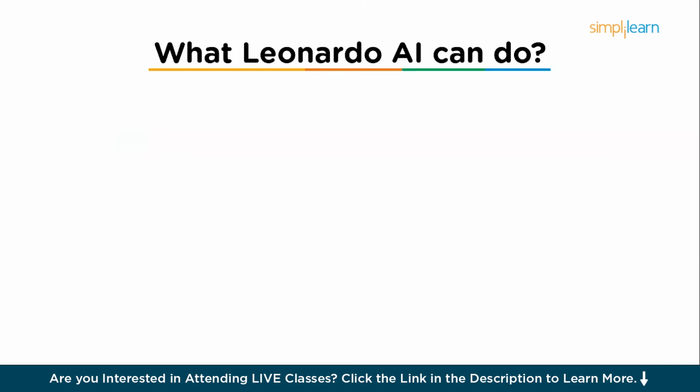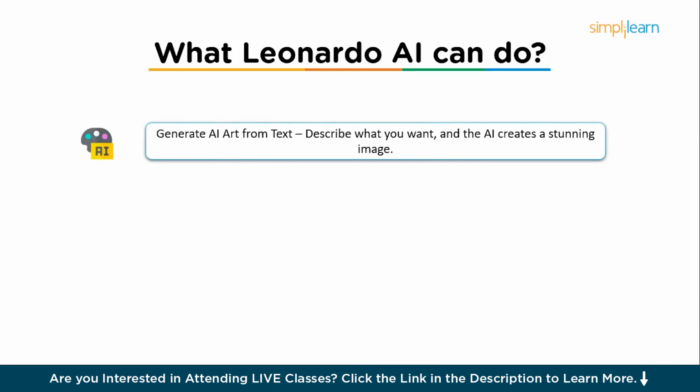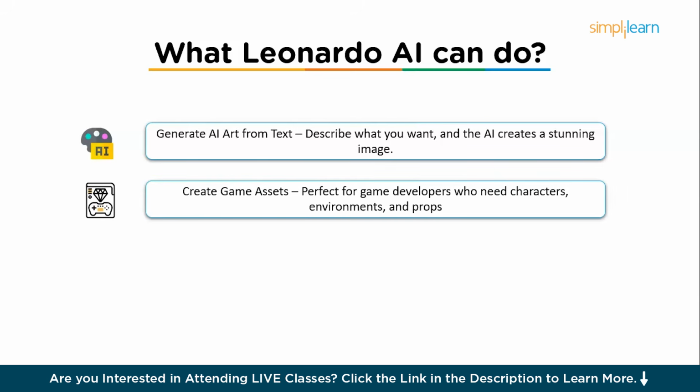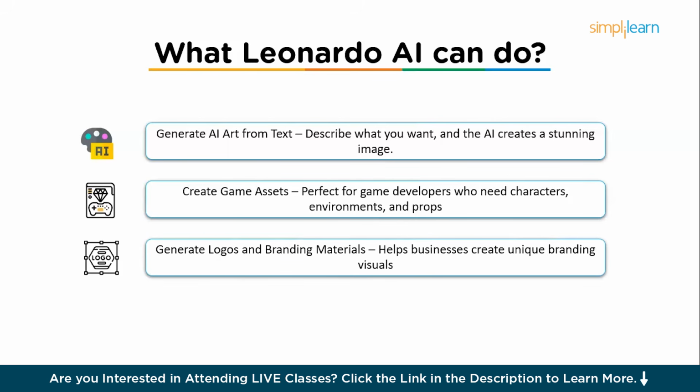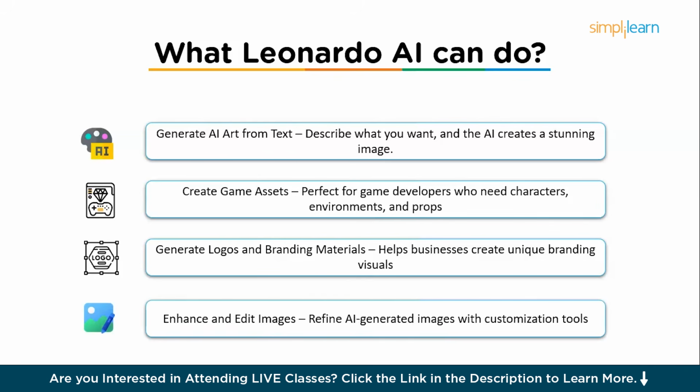Leonardo AI is more than just an art generator. It helps creators, designers, and businesses in many ways. It generates AI art from text. So describe what you want, basically, and AI creates a stunning image. Then, create game assets. It's perfect for game developers who need characters, environments, and props. Now moving on to the third one, it also generates logos and branding materials. It helps businesses create unique branding visuals. Now it also enhances and edits images, refining AI generated images with customization tools.